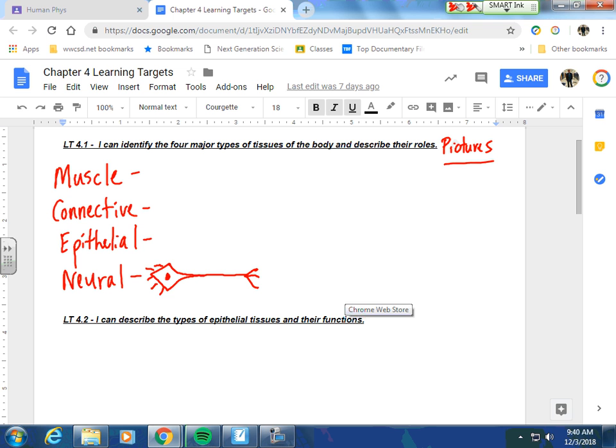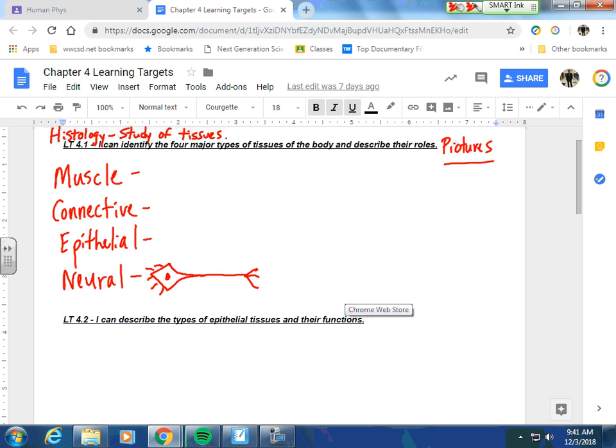As an introduction, by the way, I don't want to forget this, but you should know in the introduction section that histology is the study of tissues. Okay, histology is the study of tissues. You should know that.